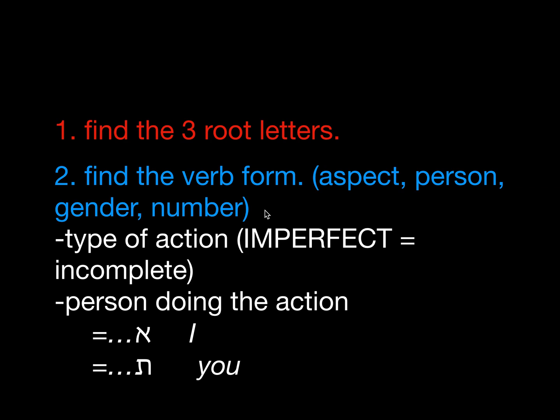The second step is finding the form of the verb. And just like with the perfect, also imperfect tells you two things. So if you find the form, it tells you first of all that it is an imperfect, and second of all, it tells you the person. For example, if you see an aleph at the beginning of a verb, you know it's I, or the first person. If you see a tav, it could be, for example, you.